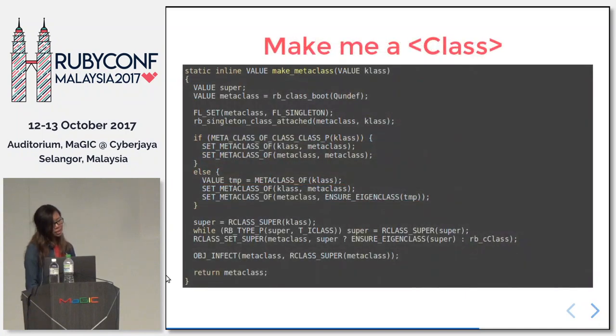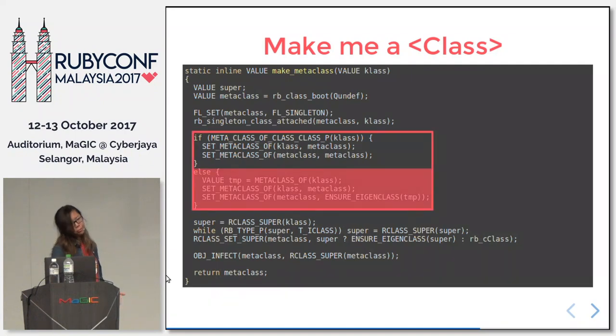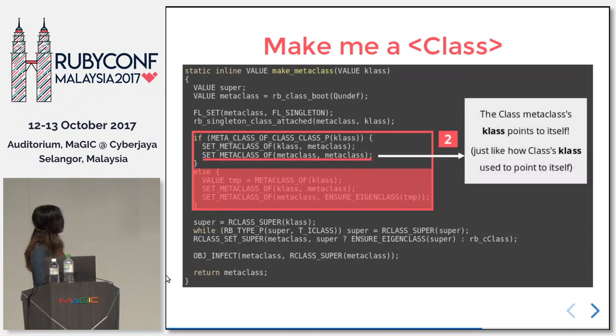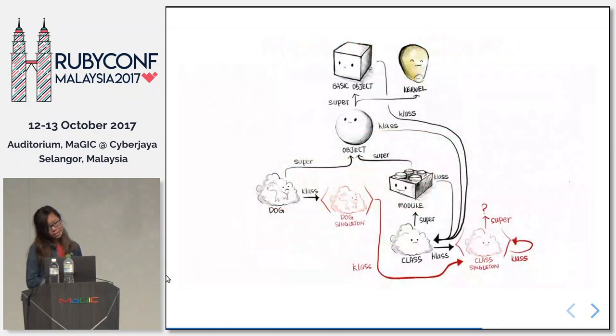So let's make the metaclass of Class. It's the same function, make_metaclass, so we do the same thing. We initialize the new RClass struct, and then we meet the same problem. We have to set the class pointer of the metaclass of Class. Now you notice that for the metaclass of Class, we actually execute a different branch of the if-else conditional. And so this line basically says that the class of the metaclass of Class is itself, so the class pointer points back to itself. And our diagram looks like this. So this class pointer points back to itself. So now we're happy with the class pointer, but what about the super pointer?